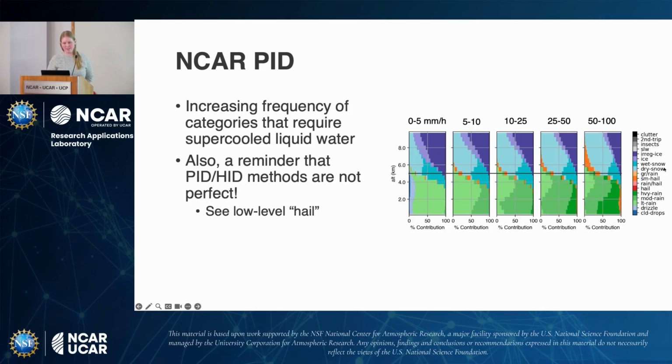Anyway, basically this just confirms what we saw in the previous studies, but it is nice to see, oh yes, we have this heavier rain here, and these signatures of supercooled liquid water aloft. I also want to note that this analysis is a reminder that the PID and HID methods are not perfect. We see all this orange, hail, graupel. Well, it's not all this. It's a small fraction, but there is some. So they're not perfect. It's always good to critically examine the PID products that you're receiving.